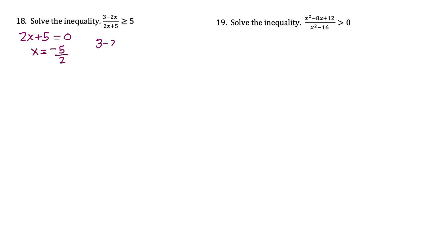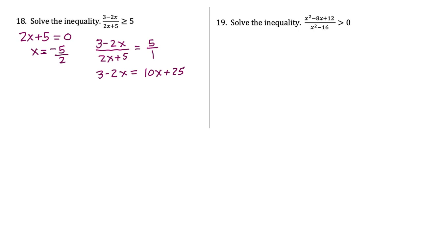And then the other one, we set up some kind of proportion. We said 3 minus 2x over 2x plus 5 equals 5 over 1. And that's where we cross multiplied. So we get 3 minus 2x equals 10x plus 25.